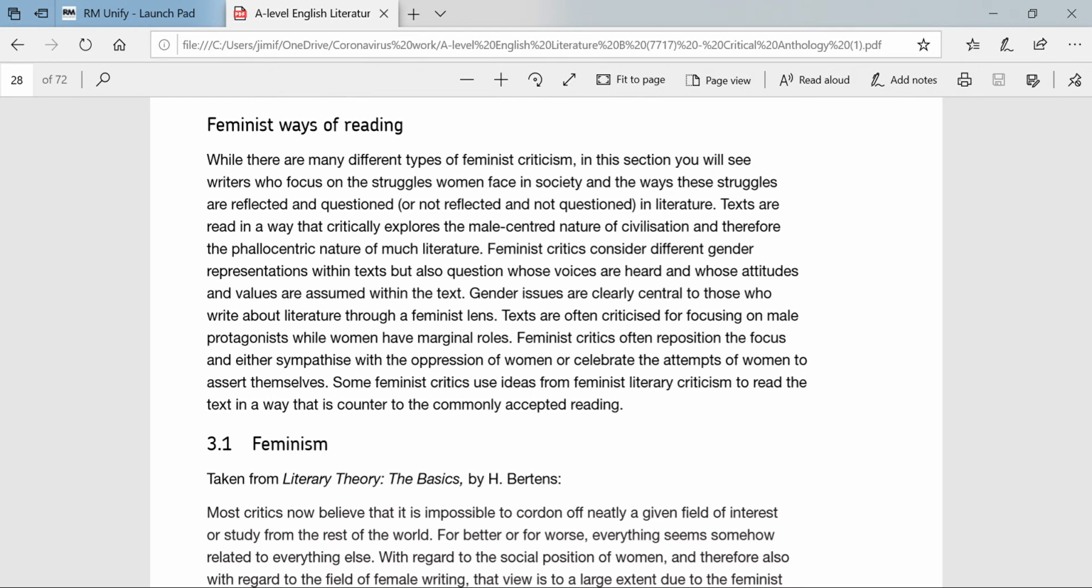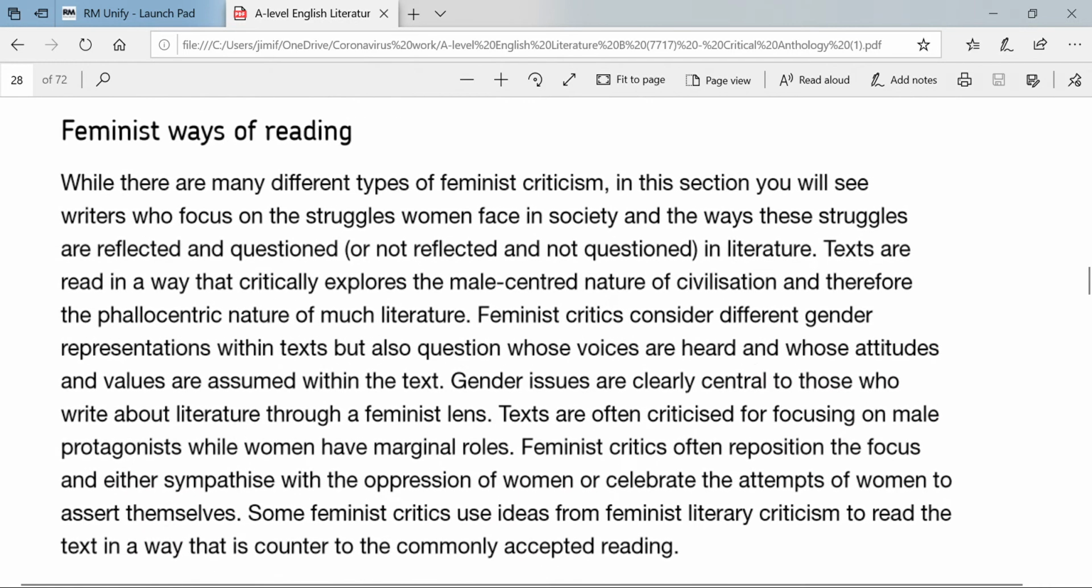Gender issues are clearly central to those who write about literature through a feminist lens. Texts are often criticised for focusing on male protagonists, while women have marginal roles. Feminist critics often reposition the focus and either sympathise with the oppression of women or celebrate the attempts of women to assert themselves. Some feminist critics use ideas from feminist literary criticism to read the text in a way that is counter to the commonly accepted reading.